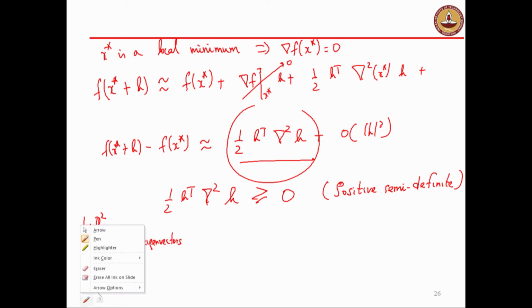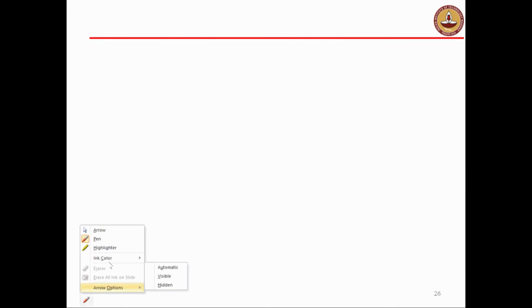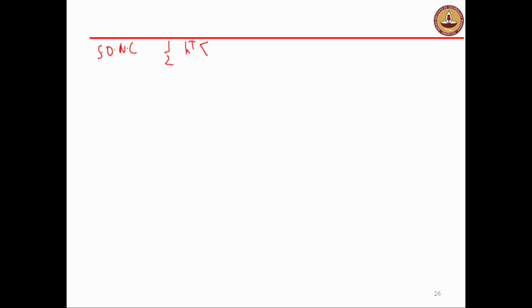Let me again clear this out. So this is my second order necessary condition. Let f be from R2 to R. V1, V2 are my eigenvectors, lambda 1, lambda 2 are my eigenvalues. We know they are real, and V1 and V2 are perpendicular to each other, so V1 transpose V2 is equal to 0. Because they are independent eigenvectors in two dimensions, h can be written in terms of V1 and V2.